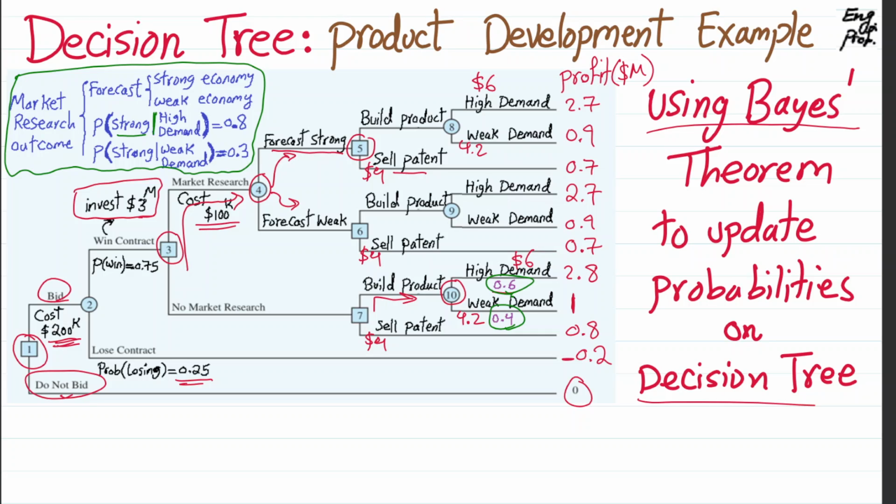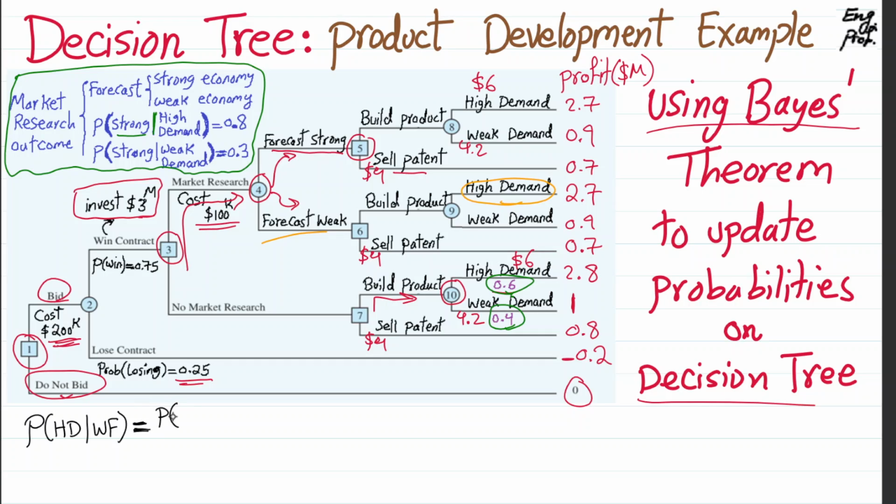At this point, let me highlight with a good color. What I'm interested in is the probability of high demand given weak forecast. Okay, so I don't have it. So how can I find it? Well, this is the part where we're going to use Bayes theorem.